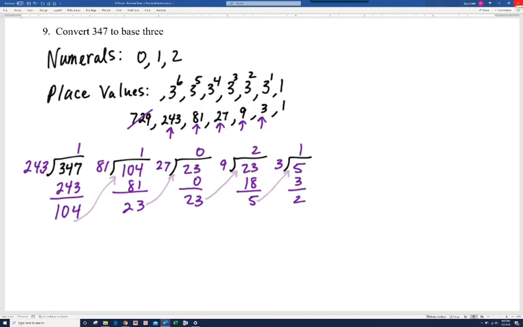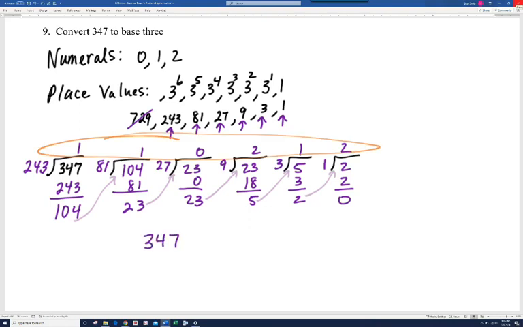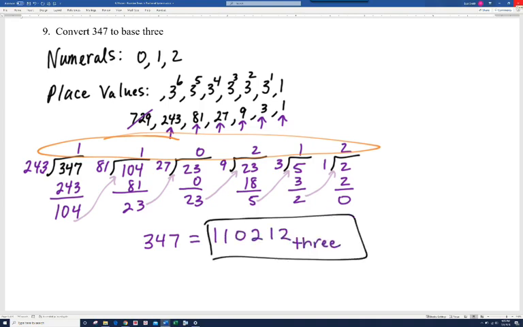And then we'll move our remainder up to be the last dividend, and we'll divide by our last positional value or place value, which is 1. 1 goes into 2 2 times. 2 times 1 is 2, and when we subtract, we get 0. So we have our answer here, and 347 is equal to 110212 base 3. And that's it for this video.